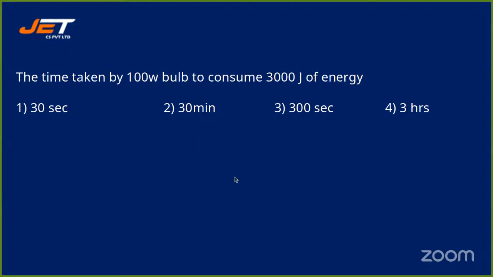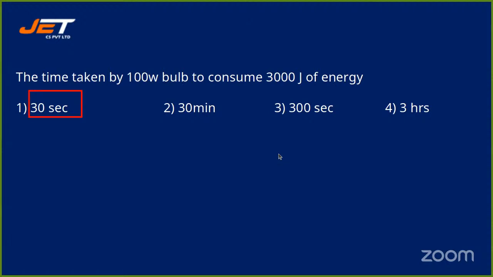The question is simple. All you have to work with is the formula. Power is equal to energy per time. What is energy? It is 3000. You have to find out time. So power is equal to energy by time, then time will be energy by power. What is energy here? 3000. 3000 by 100 you have to do. What will you get? It is 30 seconds.